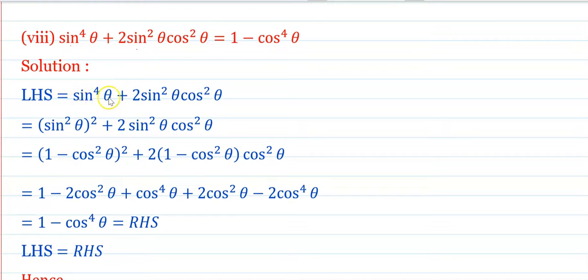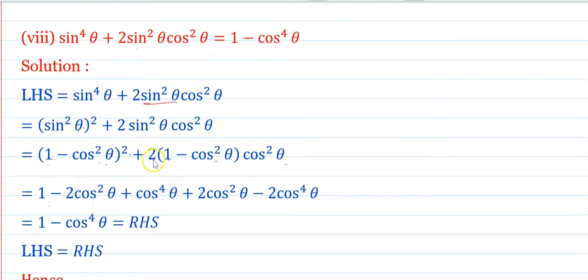Now the first, sin theta raised to 4 can be written as (sin square theta) whole square. But what is sin square theta? (1 minus cos square theta) whole square. Next, हा sin square theta can be written as 1 minus cos square theta. आपल्याला सर्व टर्म्स आता cos मध्ये आलेले आहेत. Now expand this, (1 minus cos square theta) whole square means what? 1 minus 2 cos square theta plus cos theta raised to 4.